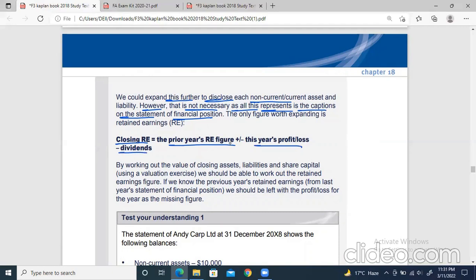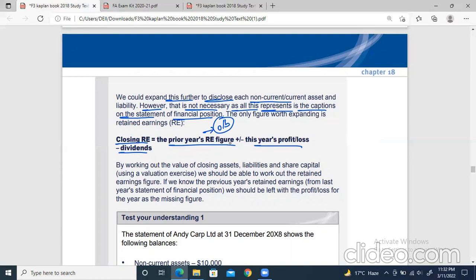What happens is that I told you that everything in the statement of financial position goes as a closing balance. Nothing opening is written over there. Everything regarding the closing balances is written in the financial position, right? Now, it's very true that the prior year's retained earnings figure means the opening balance. Because if you think with an open mind, the previous year's closing figure will be this year's opening figure, right?